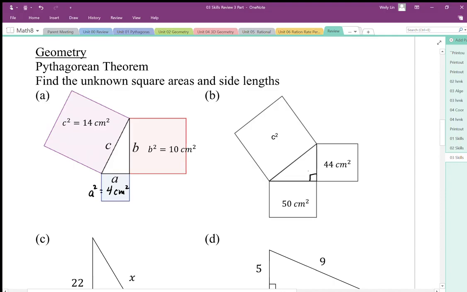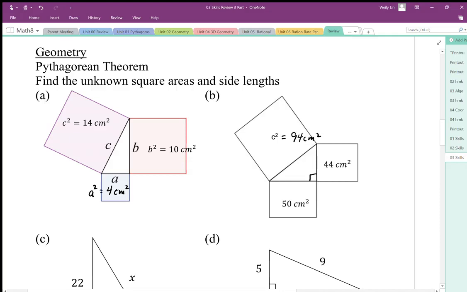So here I don't know the side lengths, but again I can work out the square area because I know that these two smaller square areas must add up to that third area. So if I add those together, I get 94 centimeters squared.